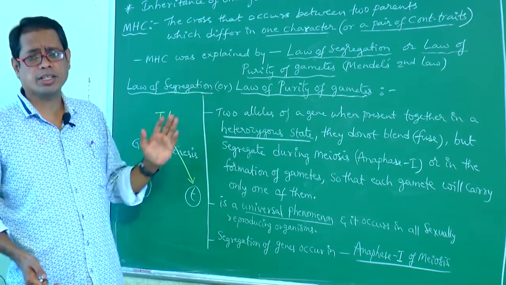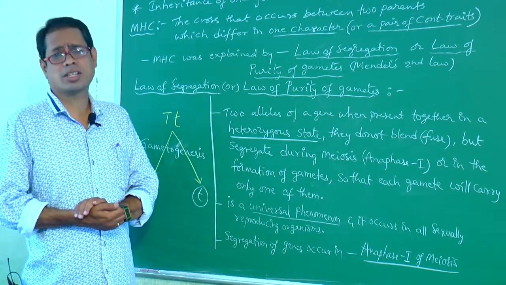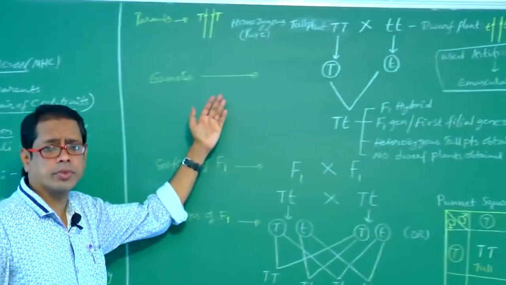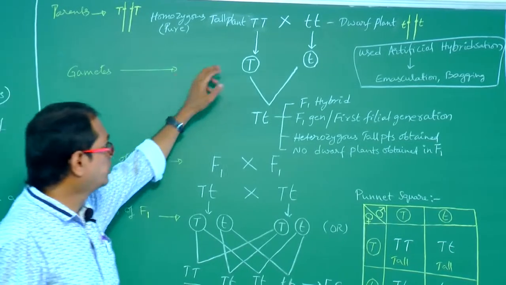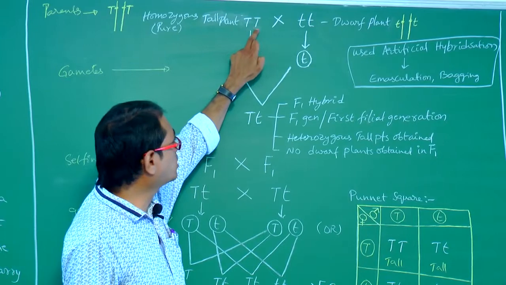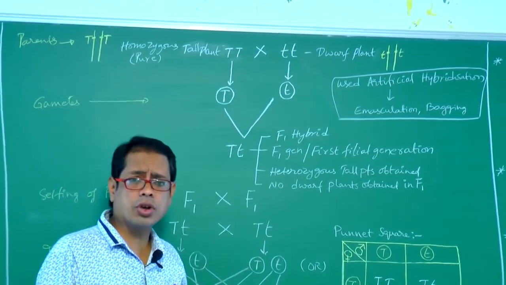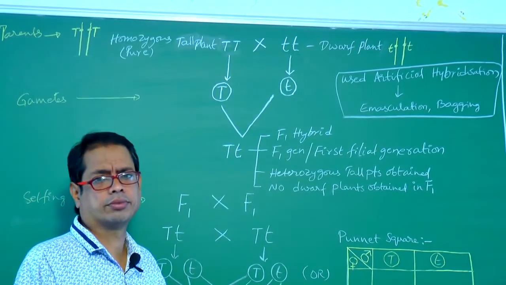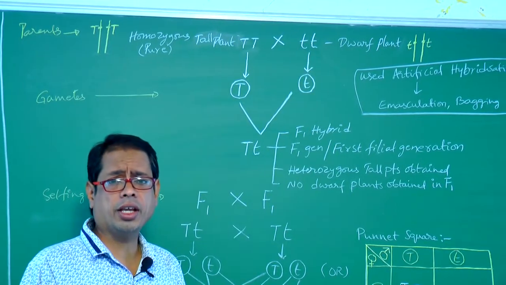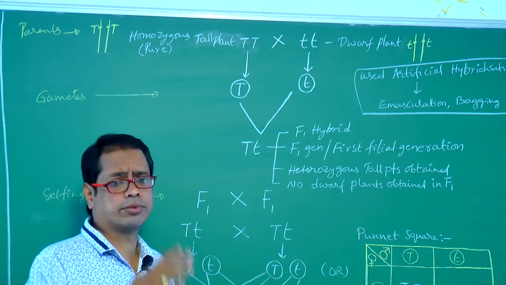Now we want to discuss the monohybrid cross that Mendel conducted. Look here, my dear students. This is the tall plant. Tall means the two alleles are the same, that is homozygous tall. Homozygous is also called pure tall. And this one is called the dwarf plant. Dwarf we may say simply dwarf or homozygous dwarf.